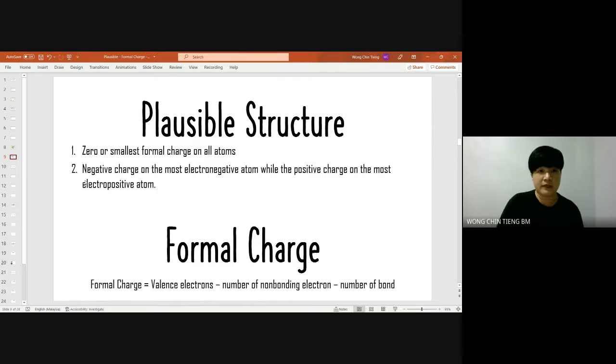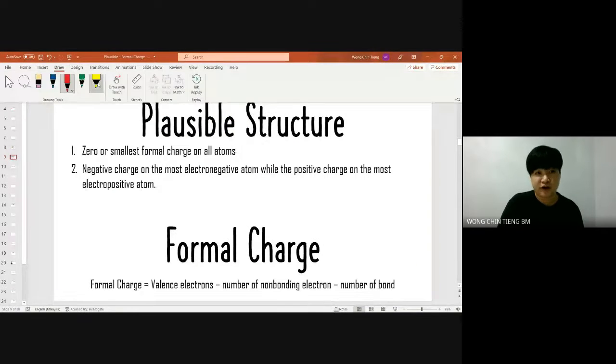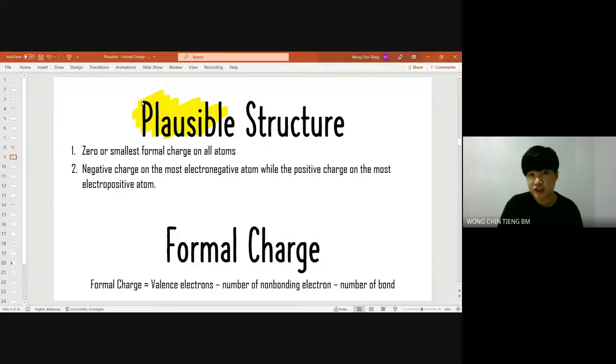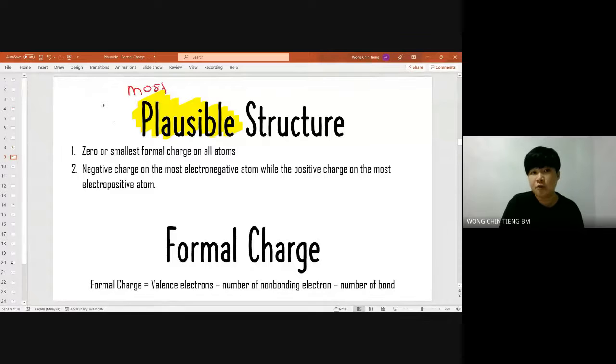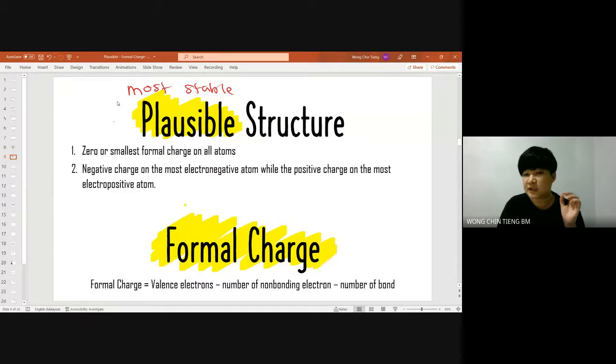Tak pasti. Okay. The very, very good friend of plausible structure, or sometimes the question will be as easy as stating most stable structure. Sayang, kawan baik, satu orang dia. Tak kisah soalan minta atau soalan tak minta. Formal charge is something that you must calculate.